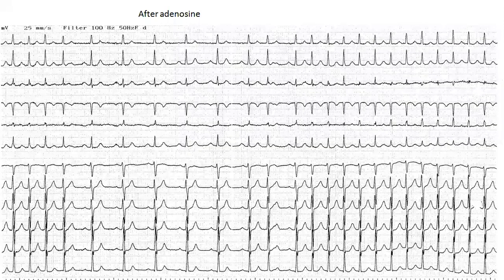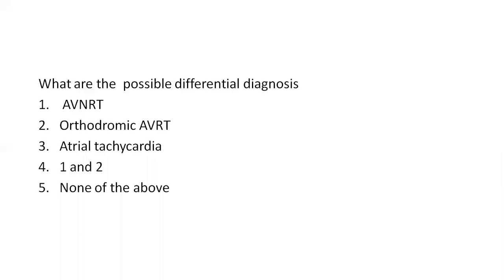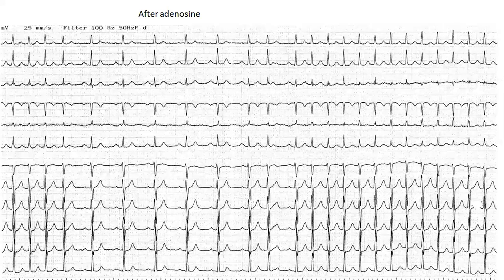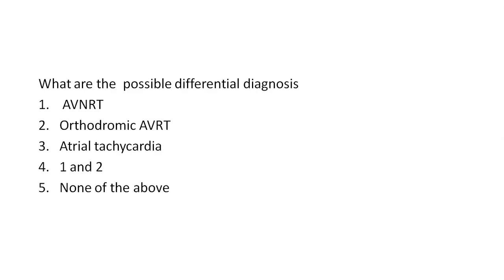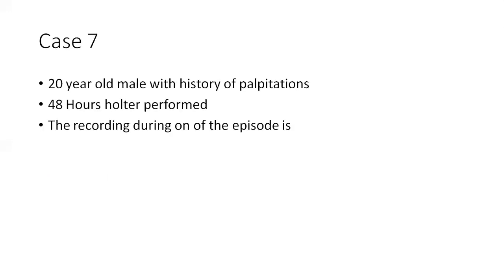Okay, so what is happening here? What are the possible differential diagnoses? 1 and 2, this is a node-dependent tachycardia because it terminated to sinus rhythm. It did not slow down. You did not see more P waves, right? So orthodromic AVRT or atrial AVNRT.